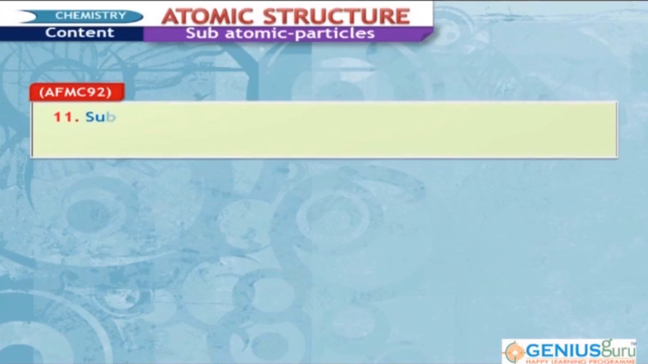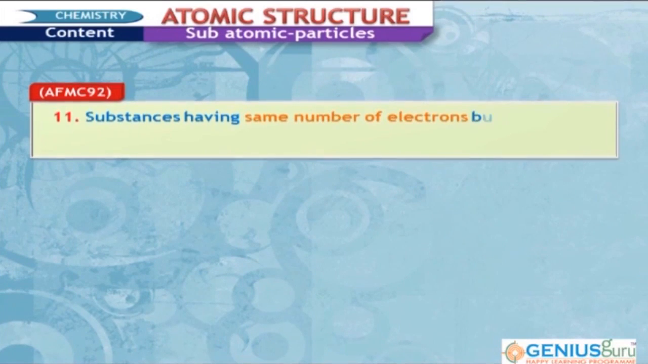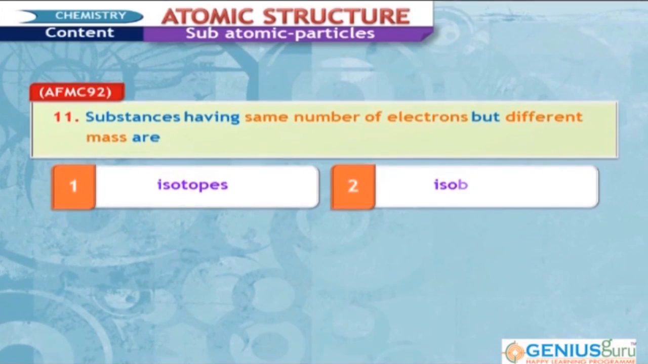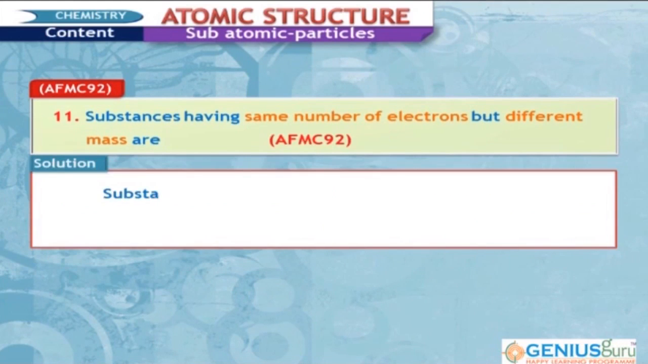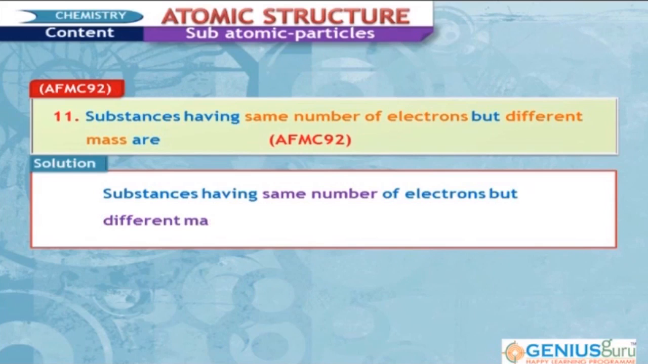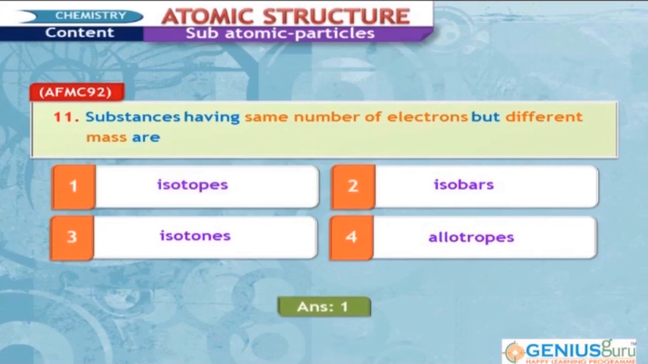Next question is, substances having same number of electrons but different mass are, here are the options. The first one is isotopes, second one isobars, third one isotones, and fourth one allotropes. Here the substances have the same number of electrons. The number of electrons is given by the atomic number. So if the substances have the same number of electrons, the atomic number is the same but the mass number is different. Therefore, they are known as isotopes. Hence the correct option is 1.